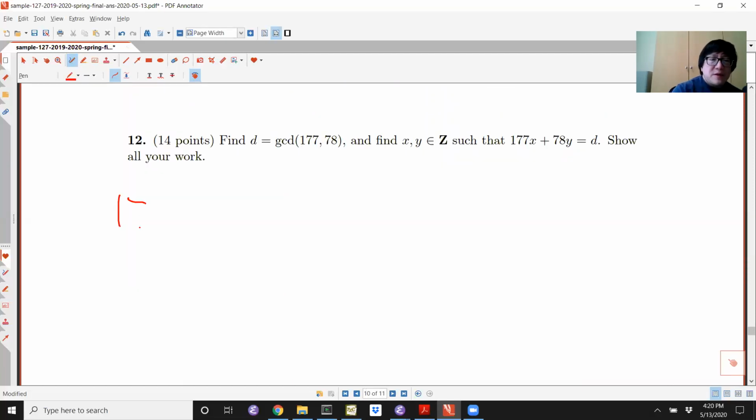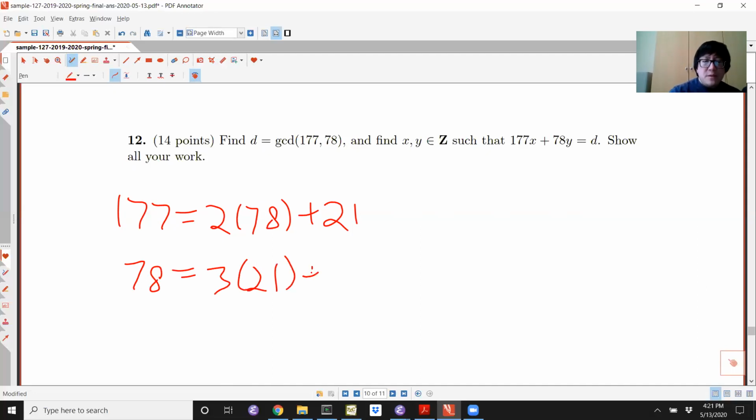All right. So 177 is going to be twice 78, I think. Twice 78 is going to be 160 minus 4, which is 156. So 156 plus 21 is 177. Is that right? Okay. And then 78 is about roughly 3 times 21. 3 times 21 is 63. Remainder 15. Here we go.